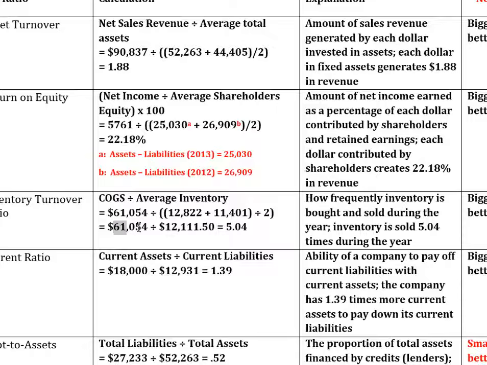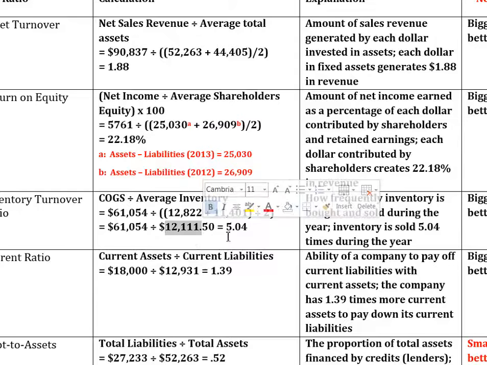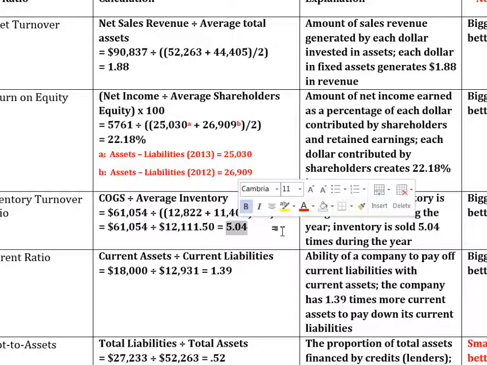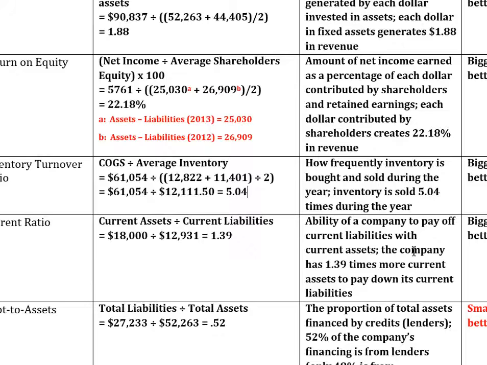We're going to divide 61,054, which was our cost of goods sold, by that, and we're going to get 5.04. What does that mean? That tells us how frequently inventory is bought and sold during the year. So what that means is it tells us how many times during the year that we sell our inventory. So the more times we can sell our inventory during the year, that's good.